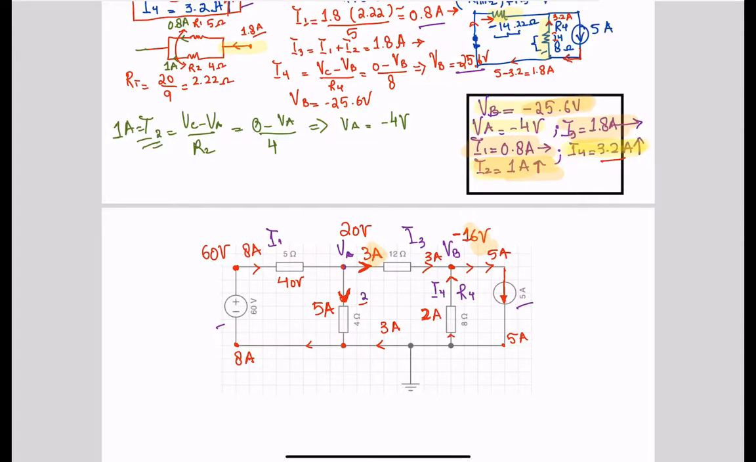Okay, so that's superposition for you. I know there was a lot of math in there, a lot of equations. It's a tedious task to get it done, but hopefully you enjoyed it.